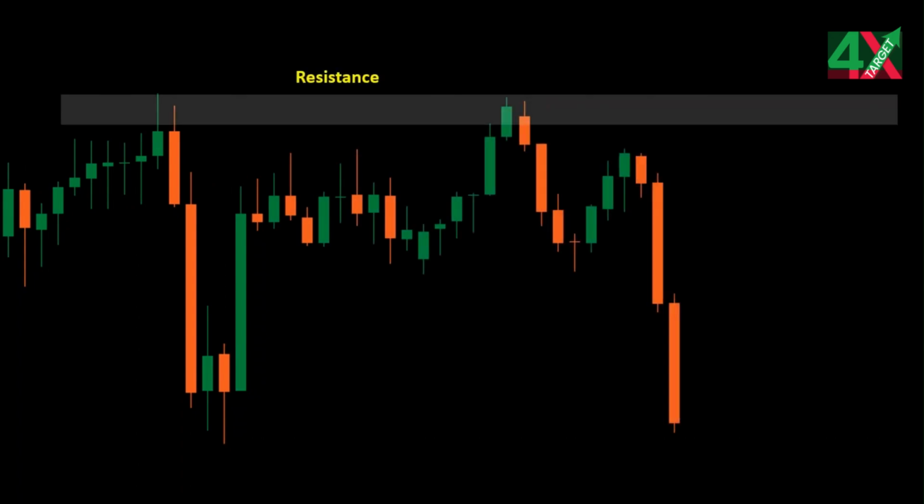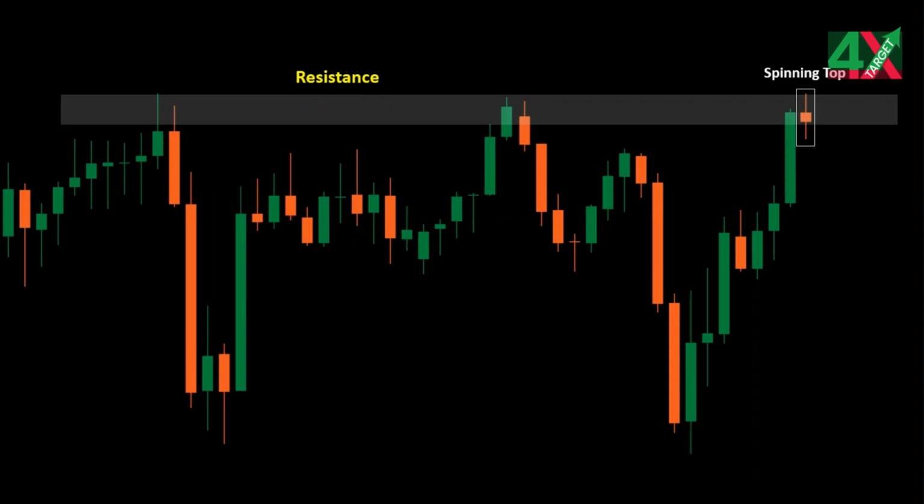In this example, a resistance level has been clearly established, and the price eventually retraces back to that resistance zone. At this point, a spinning top candlestick forms, a clear signal of market indecision. However, what happens after the spinning top is crucial. If the next candle closes bullish, we remain cautious and stay out of the trade, as this suggests that buyers may still have momentum. But if the next candle closes bearish, it indicates that sellers are beginning to take control, and the market could be preparing to move lower.